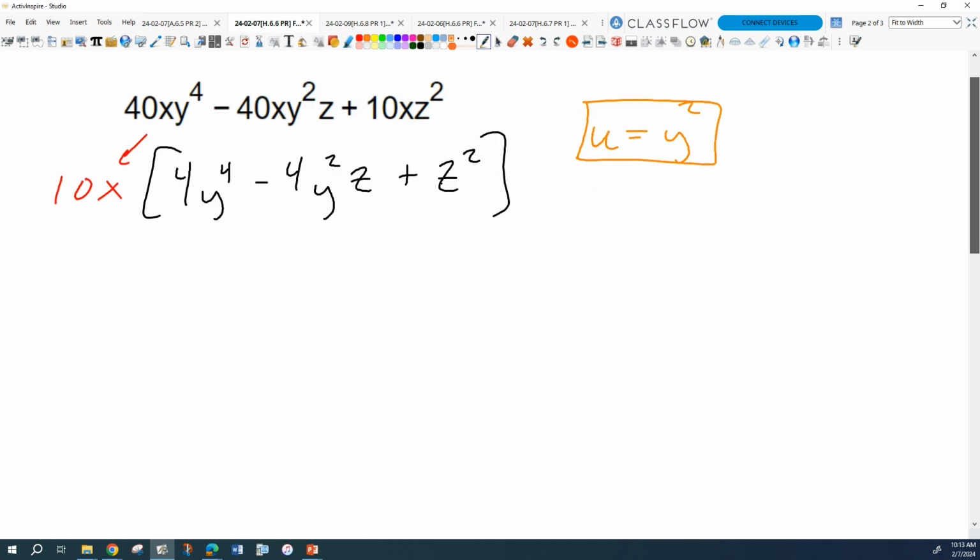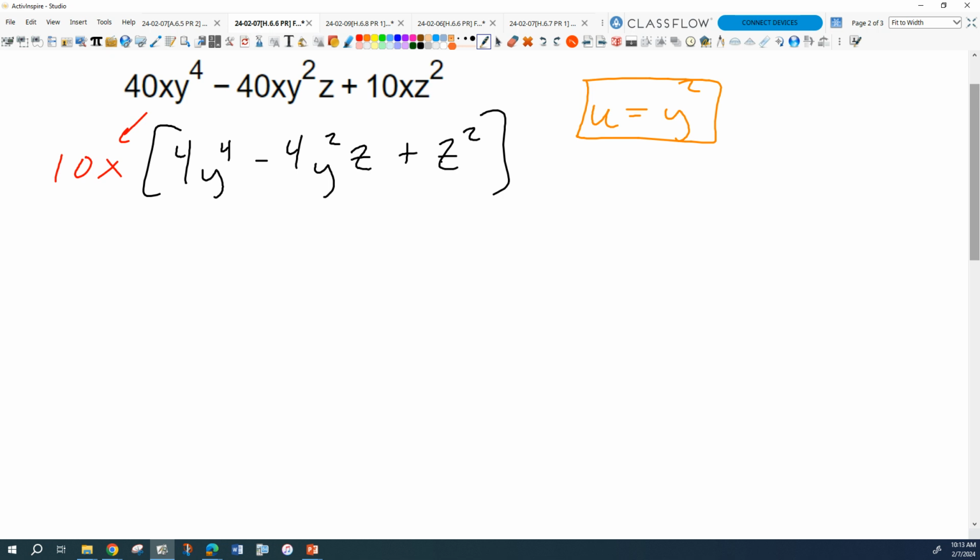Then that changes things a little bit, right? Then we end up with my 10x out front. Now I've got 4u squared minus 4uz plus z squared. Okay, what should I do with the orange trinomial there? What are my options?